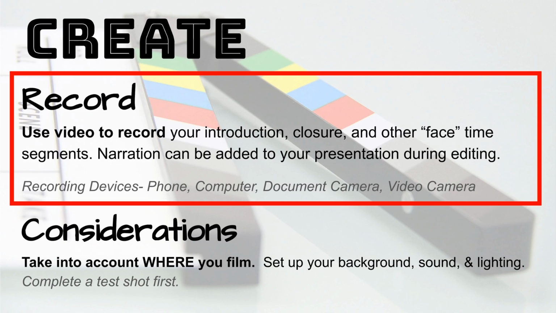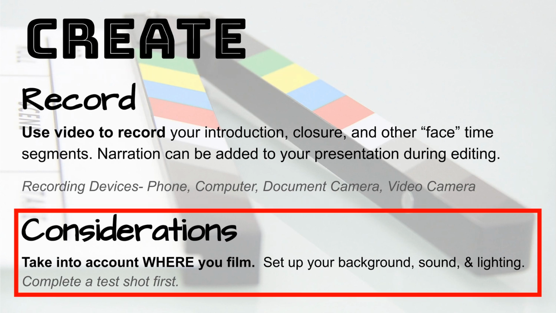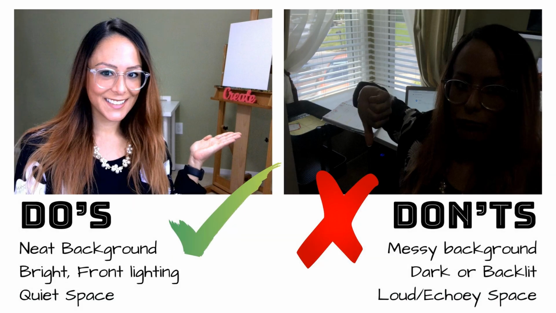Some recording devices you can use include your phone, computer, document camera, or a video camera. Before you start filming, think about where you choose to film. Set up your background, sound, and lighting. Here are some do's and don'ts to consider. Do have a neat and organized background. Ensure you have bright, front-facing light, and also make sure you're in a quiet space.